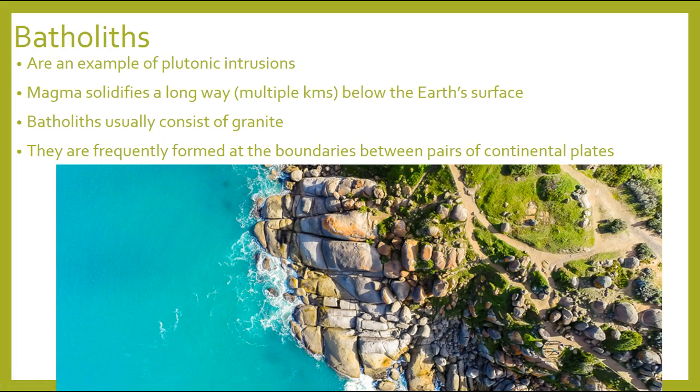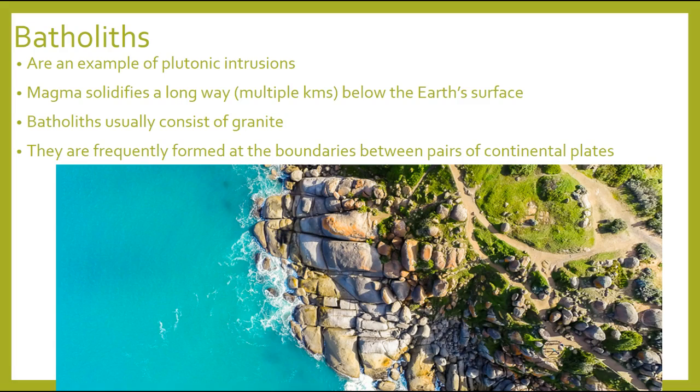Okay, so batholiths are an example of plutonic intrusions. Now, plutonic means that it is magma that has solidified a long way down in the Earth's crust. We're talking multiple kilometers. Batholiths usually consist of granite and are frequently formed at the boundaries between pairs of continental plates, as I mentioned before when we talked about our different types of rocks.